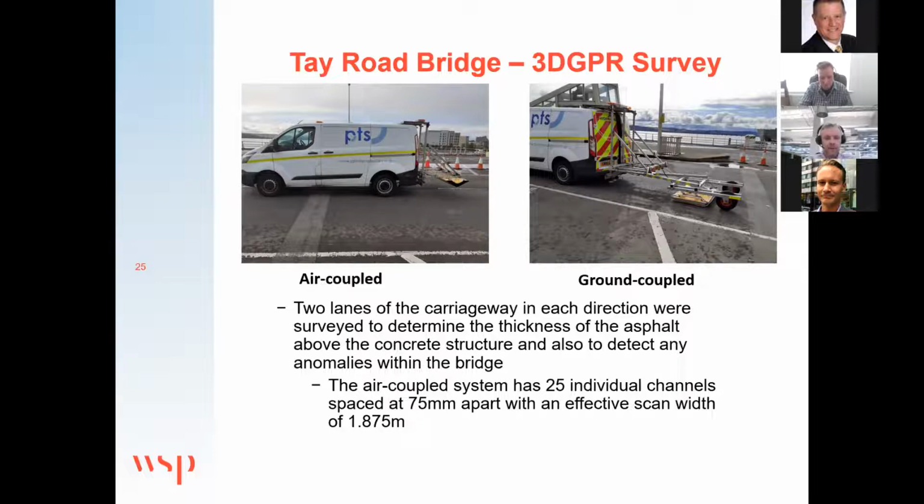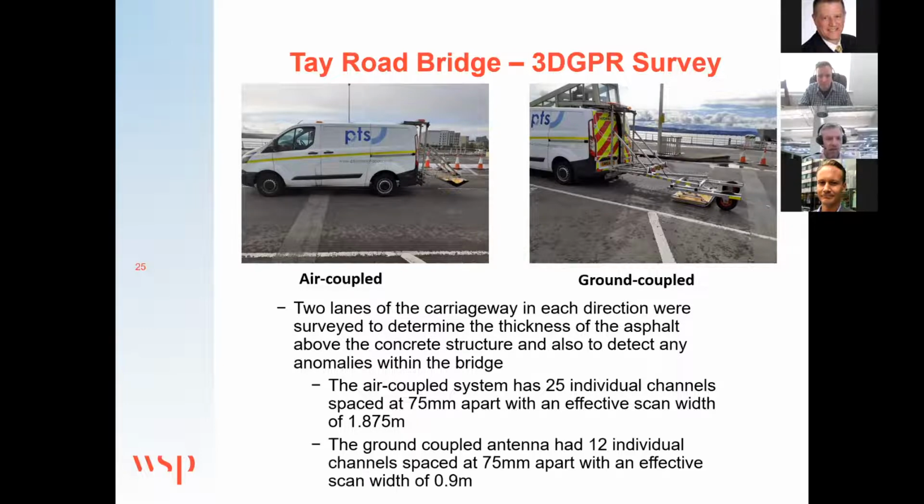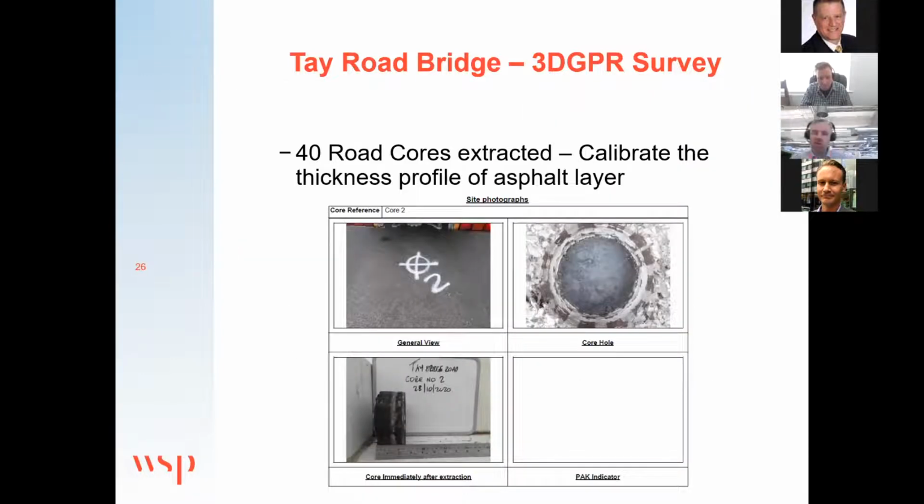It's really good. So again, as we said, the air-coupled had 25 individual channels, and it was about 1.875 meters. And the ground-coupled, the smaller one, 0.9, had 12 individual channels, and that's the survey in 75 minutes. Okay, so what we wanted to do, understandably, when you're doing any radar survey, you want to calibrate. You want to get that calibration information.